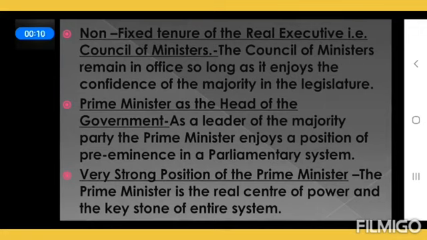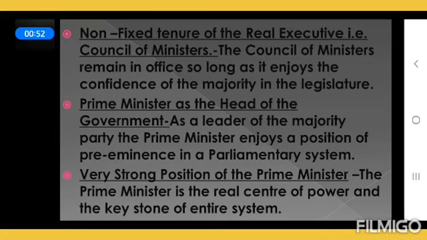So let me read it out. The council of ministers remains in office so long as it enjoys the confidence of the majority in the legislature. That means it can be removed from office at any time by the legislature, usually by the lower house, the popular house of the legislature. How can they be removed? They can be removed by passing a vote of no confidence. So we can say that there is no fixed tenure or term period of the real executive. As I've already told you, in the parliamentary form of government, the elections take place and whichever party comes in majority forms the government.